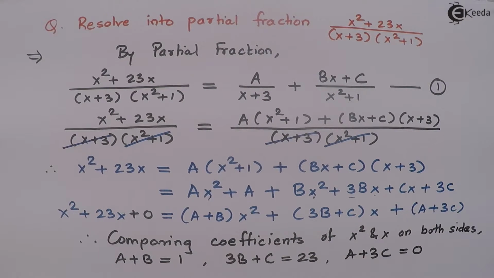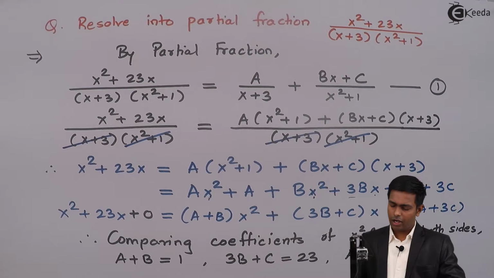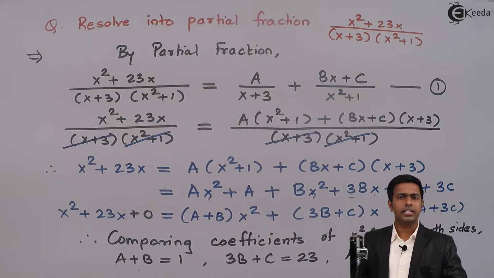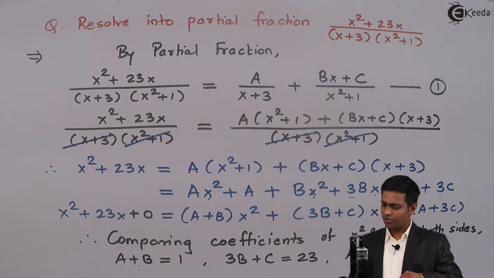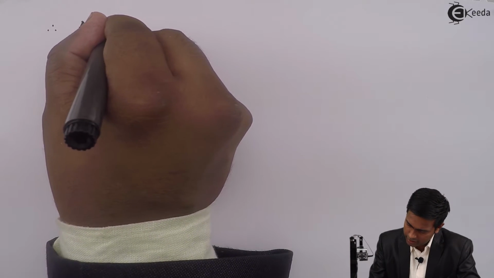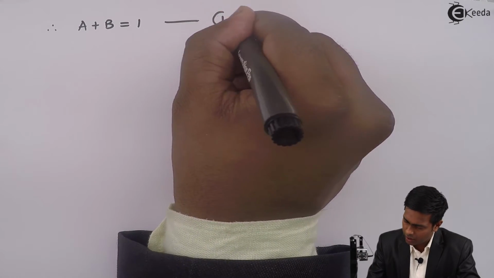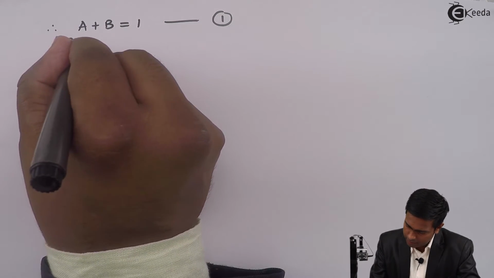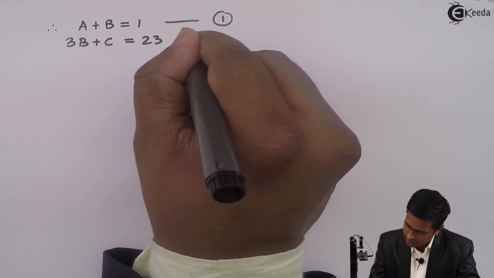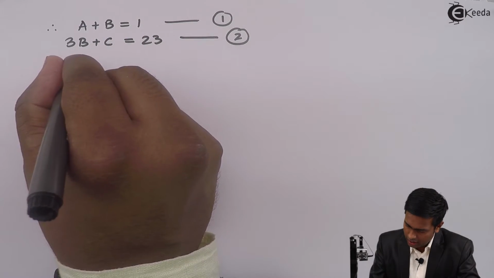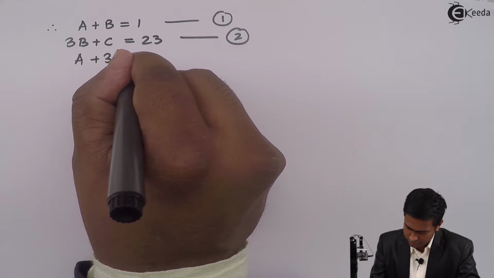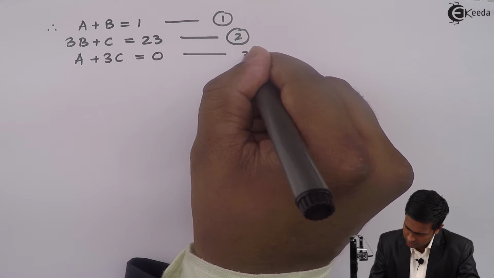And by doing this we got 3 equations. We'll call these equations number 1, 2 and 3, and we'll solve these 3 equations to get the values of a, b and c. Therefore a plus b is equal to 1, this is equation number 1. 3b plus c equal to 23, that is equation number 2, and a plus 3c equal to 0, that is equation number 3.